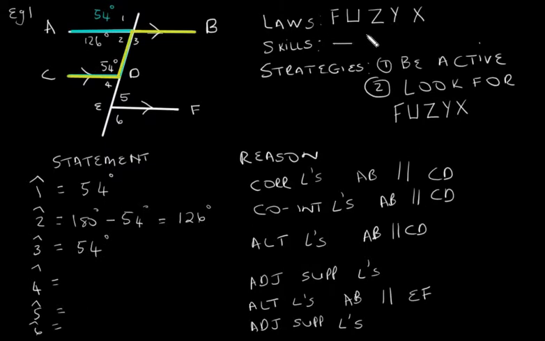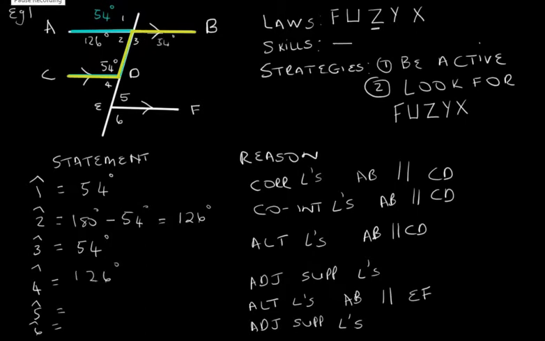Now we know that alternate angles are the N or the Z shape. So if we have a look at this, do you see that shape? So that angle will be equal to this angle. So angle 3 will be equal to 54 degrees because the angles are alternate.